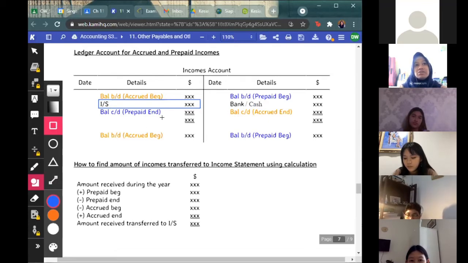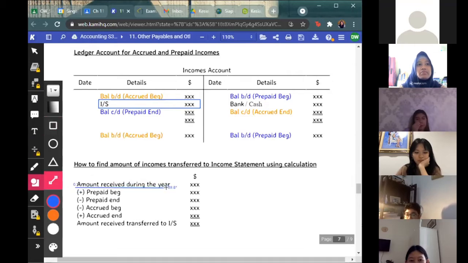So if I transfer this T account into a simple calculation vertically to find this amount of IS, the amount of income that must be transferred to IS, the workings will start with bank and cash here, represented by the amount received during the year. So this will become your bank or cash.